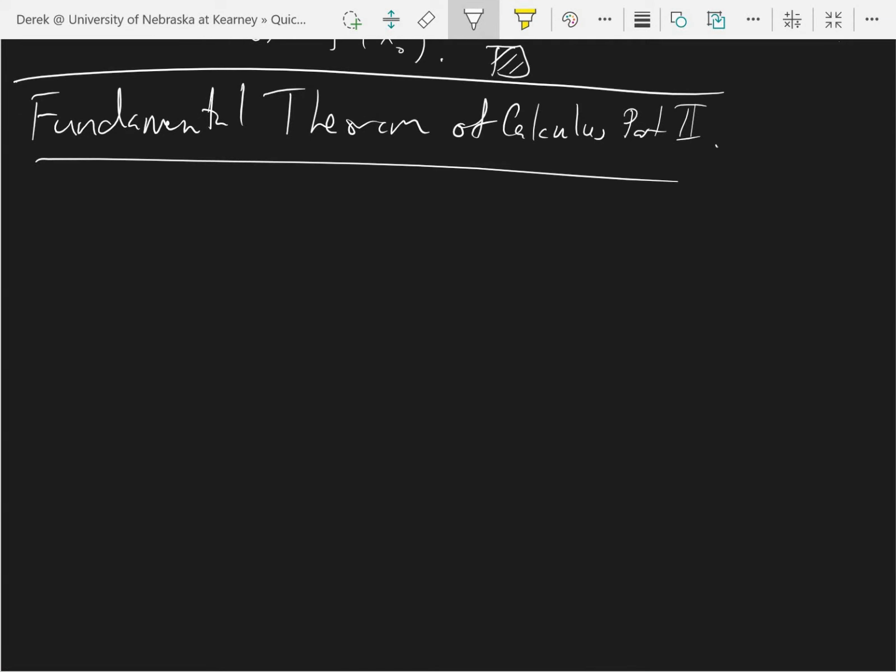Okay, let's do the second part of the fundamental theorem of calculus now. This is the part that allows us to evaluate integrals by finding an antiderivative. So let me state the theorem here.